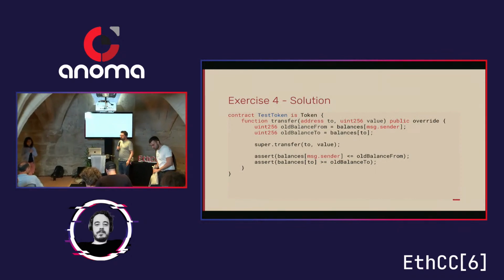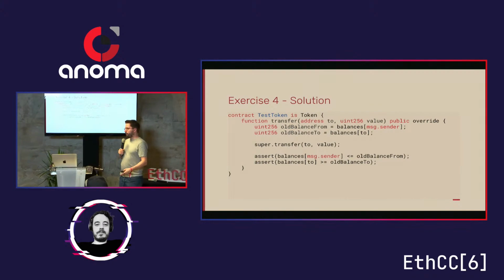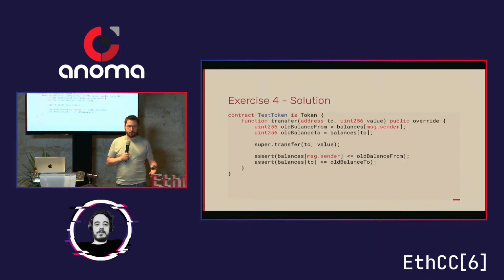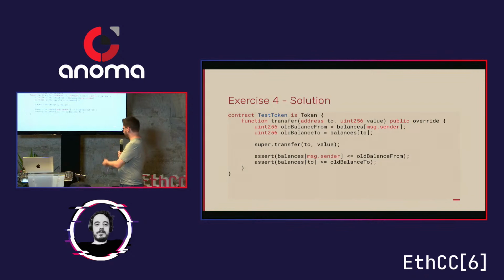So here we are more or less in the same situation where we have a token and we want to check the transfer function. However, here we are going to use assertion. So instead of having this property as a Boolean, we are going to just have this assertion. And here the assertion is made at the end of the transfer, and you just check that the balance of the caller decreases and the other one increases.